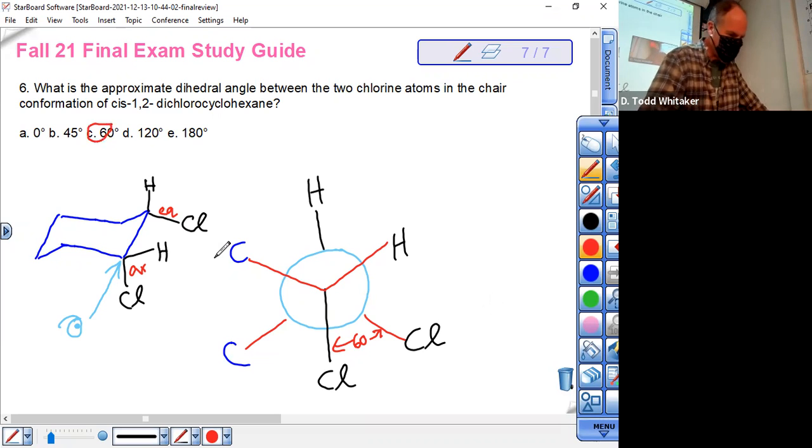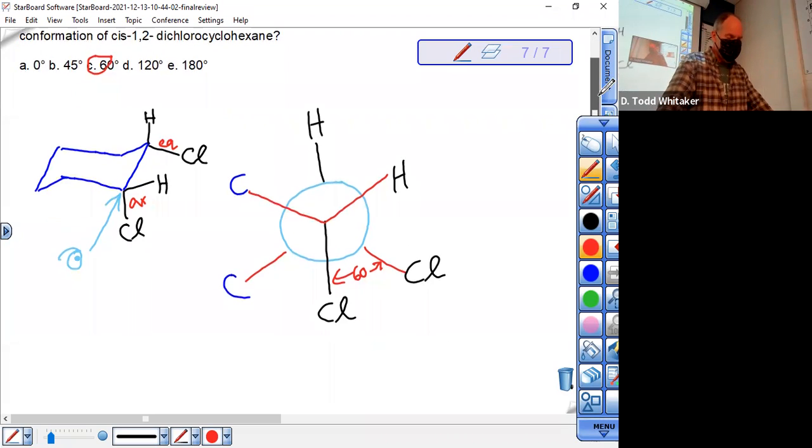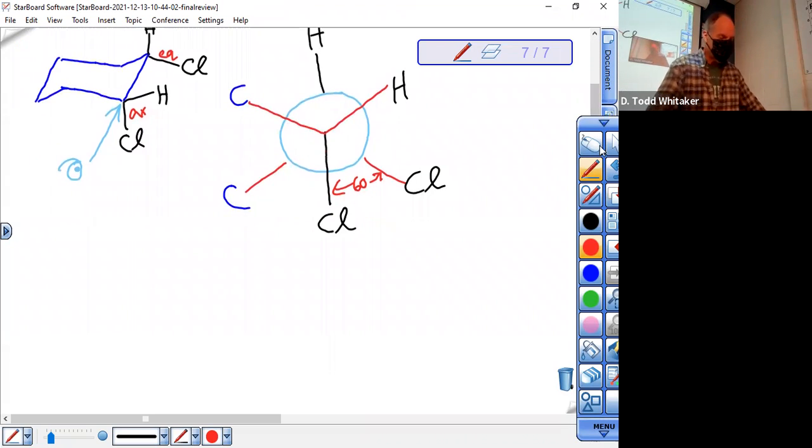When would it be 45? It'll never be 45. It wouldn't be proper spacing in the 45. So 60, 120, 0, that would be eclipsed, right?